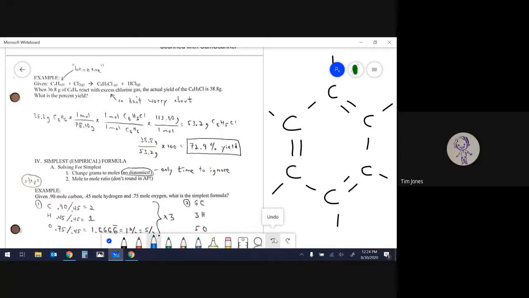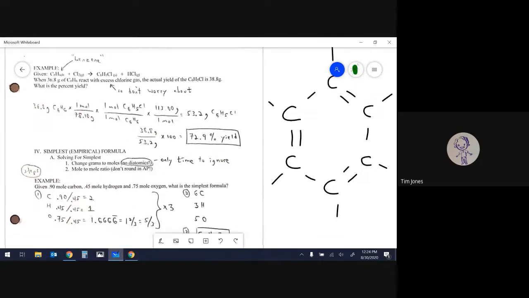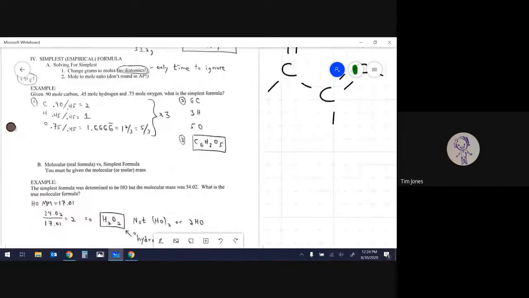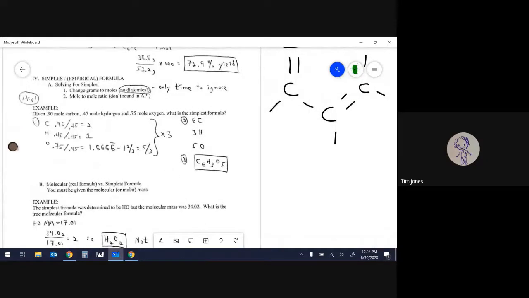Next, this is mainly a review. You should have done this before. Called simplest or empirical formula. I like the word empirical, but a lot of people use simplest. What you're doing here is you're comparing the amount of different elements to find their lowest ratio. Now, this lowest ratio is not necessarily the correct molecule. It's not necessarily the molecule that exists in the world. It's just the lowest ratio.